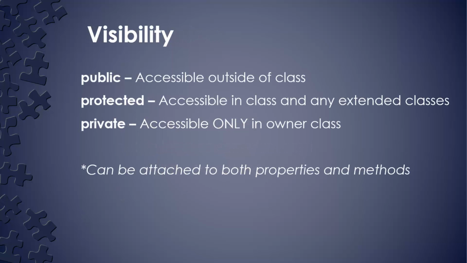So visibility. Public means that your properties and methods can be accessed from outside of the class. So basically from anywhere. Protected means that they're only accessible in the class and any classes that extend that class. Private means that they're only accessible in the class and that's it. Even if there's another one that's extended from that, it's not going to be available. And these can be attached to both properties and methods.